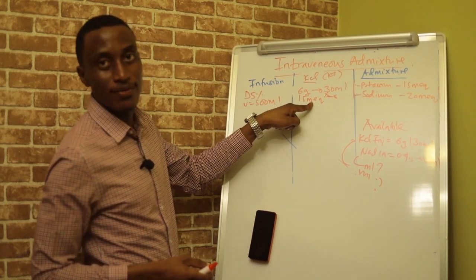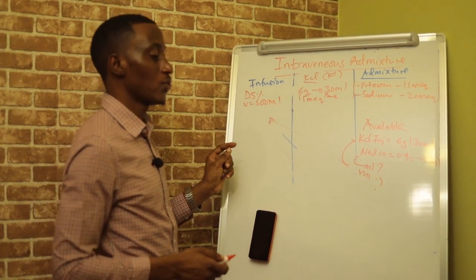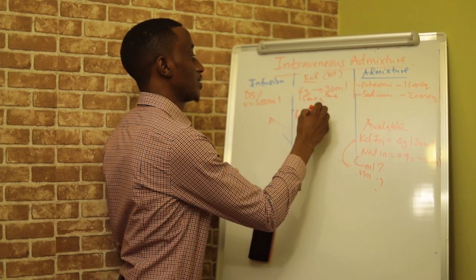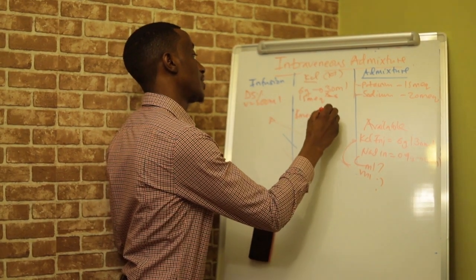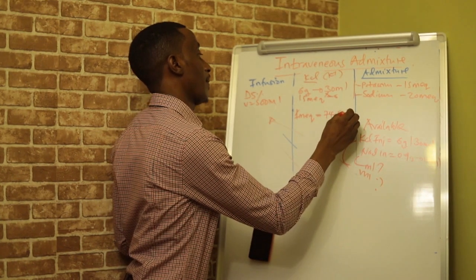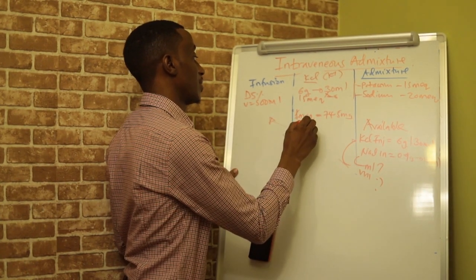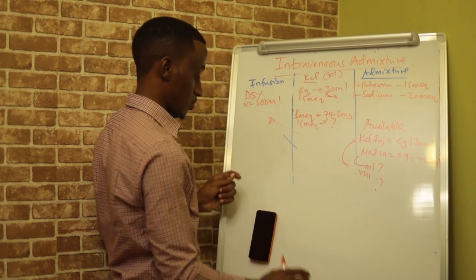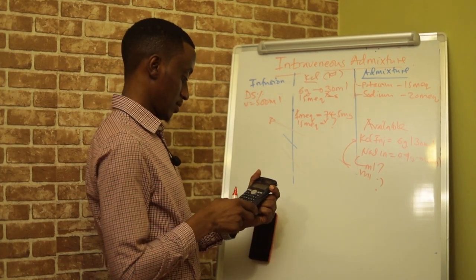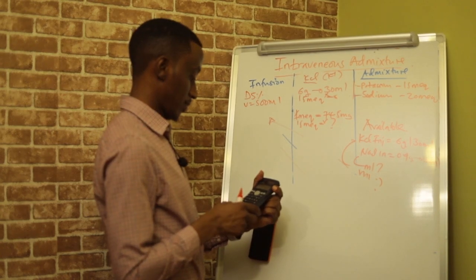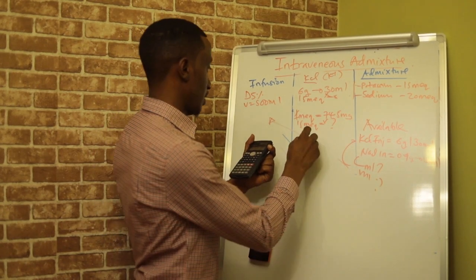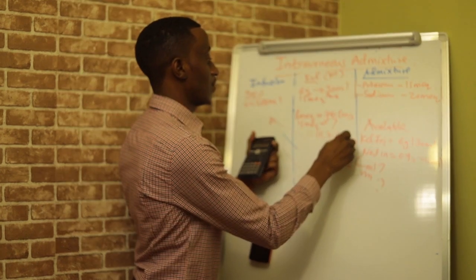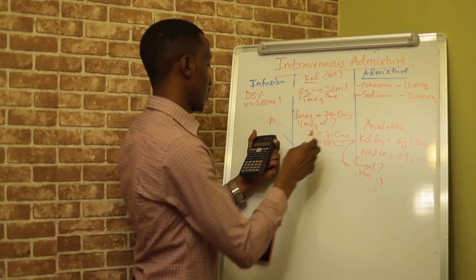First, convert milliequivalents into grams. Remember, 1 milliequivalent of potassium chloride is provided by 74.5 milligrams. So 15 mEq are provided by how much? This is 15 times 74.5, which is 1117.5 milligrams. Converting into grams, divide by 1,000.